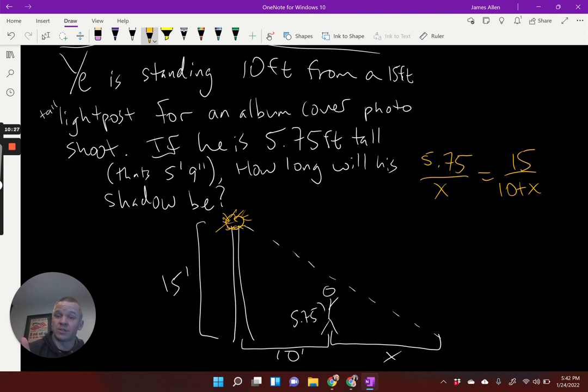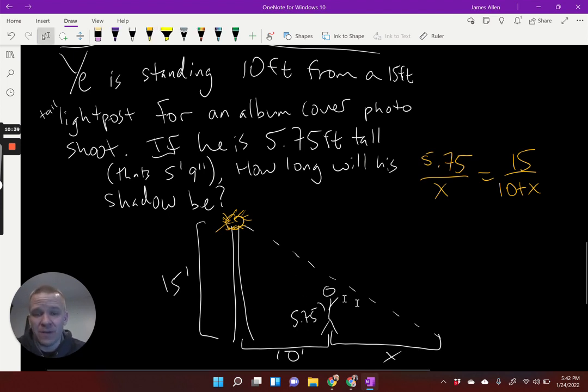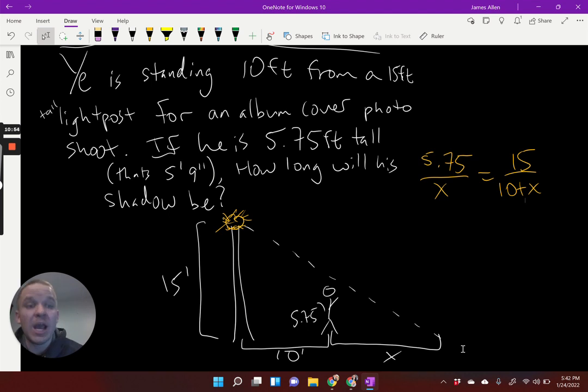Right? Its whole shadow is going to end at the same spot as Mr. Yi himself, if you will. All right, cool. So we're setting up similar triangles here, right? If I'm doing a triangle created by Kanye himself, that's 5.75 and that length. This triangle's height is 15, but the full length is 10 plus x, okay? Now, let's cross multiply, and we'll solve.